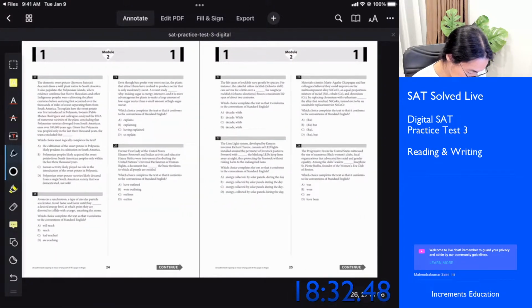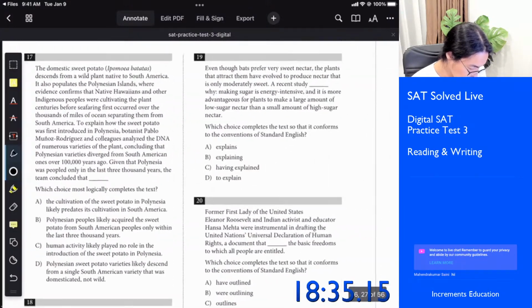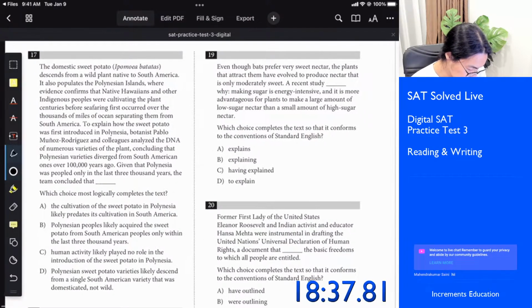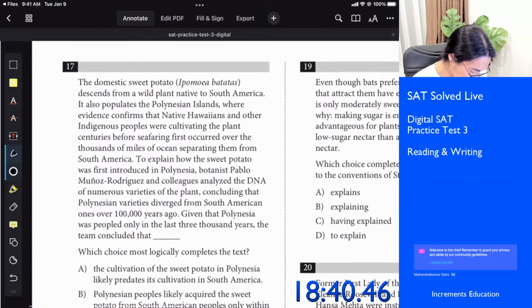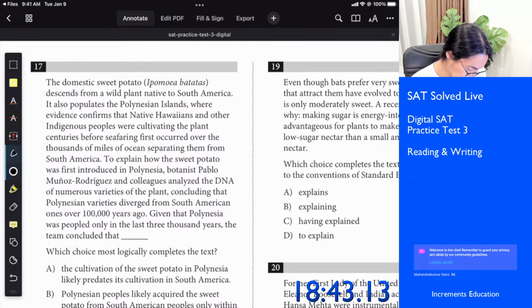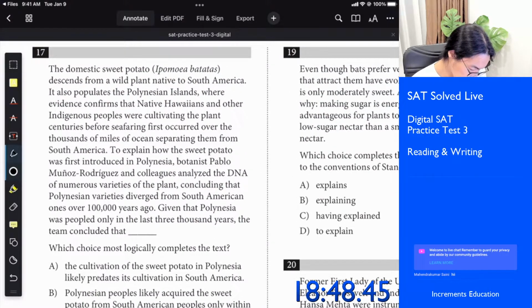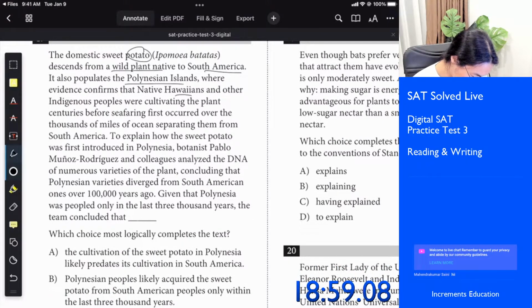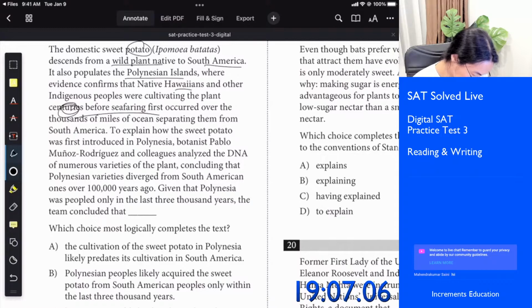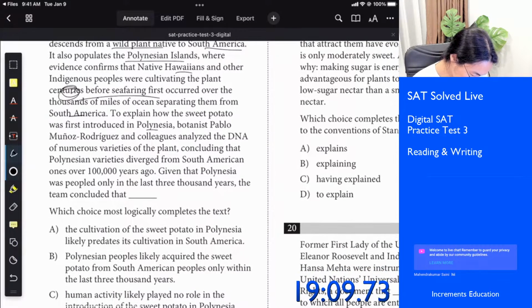But I'm just getting dumber and dumber as time passes. The domestic sweet potato descends from a wild plant native to South America, populates the Polynesian islands where the evidence confirms that cultivated plants. We're trying to complete the text and I'm losing track. The sweet potato, this from a wild plant native, populates the Polynesian. Okay, so South America, Polynesian islands, Hawaiians. Centuries before seafaring first occurred. South America. So yeah, how did it come to Polynesia?